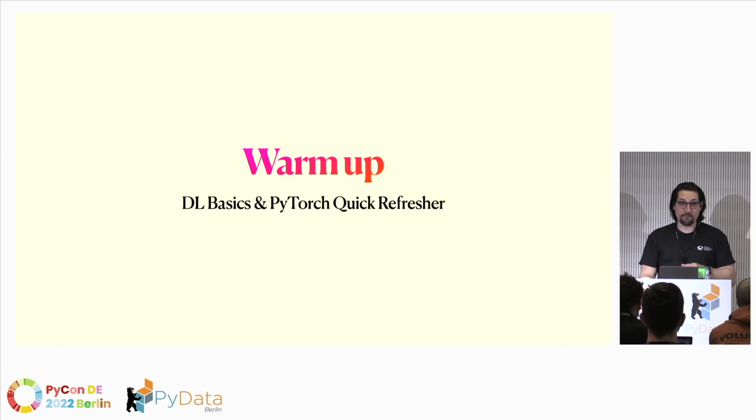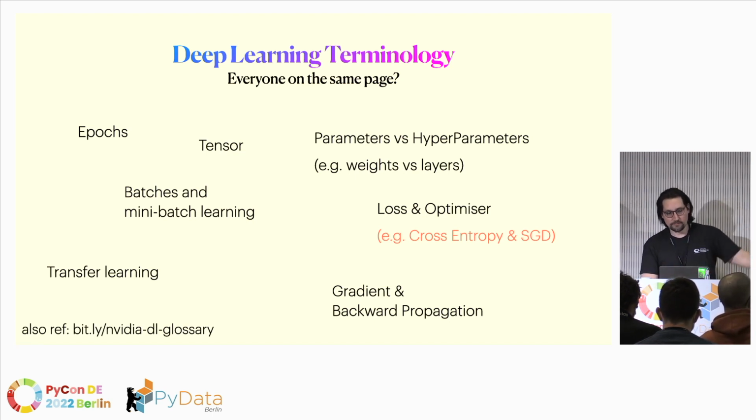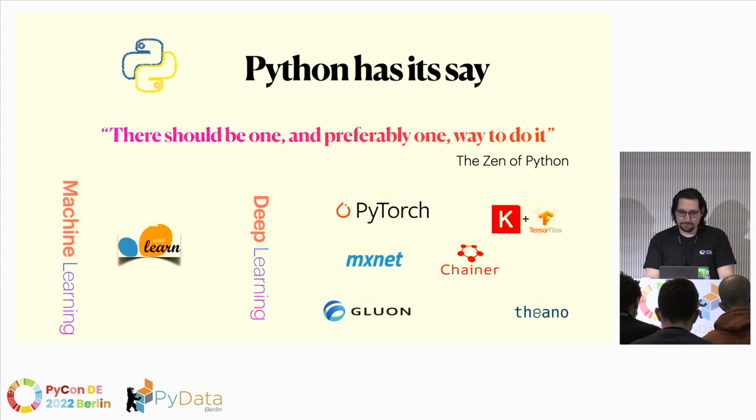I will be very quick then on this warm-up, since I now know the audience. I'm going to give you just a very quick overview of the main things I assume you know already. Some of the terms in deep learning, epochs, tensors, parameters, hyperparameters, loss, optimizer, all these terms shouldn't be new to you. If they are, please let me know. We'll be using these like bread and butter later.